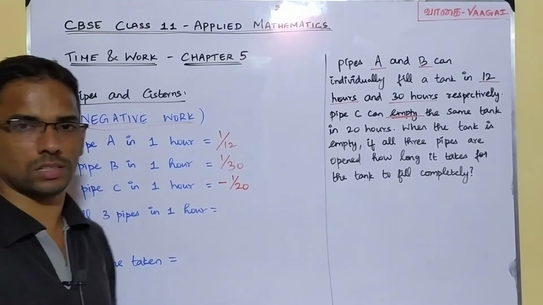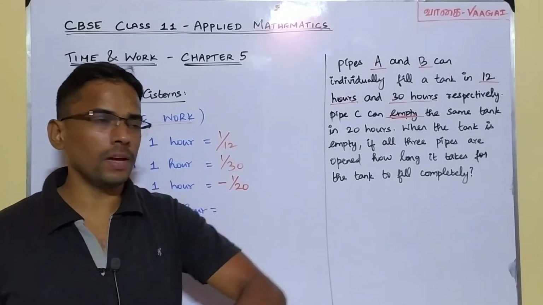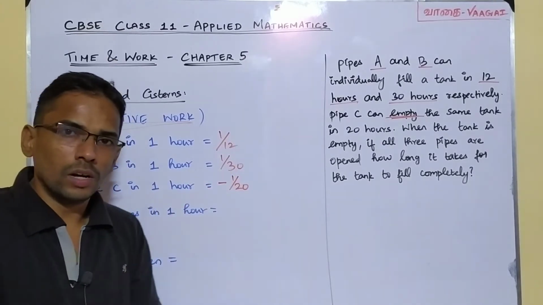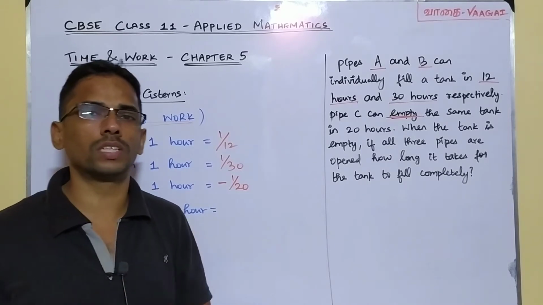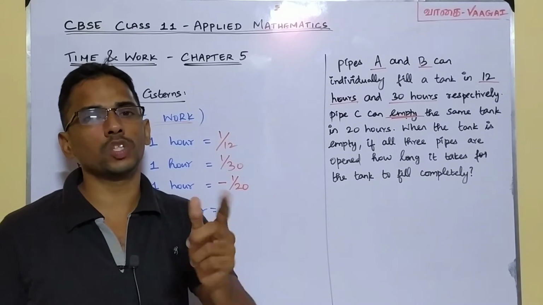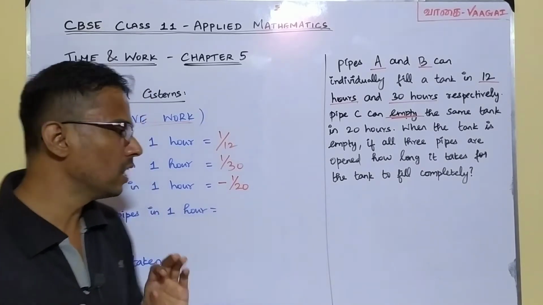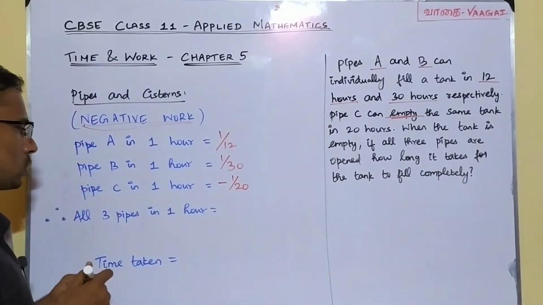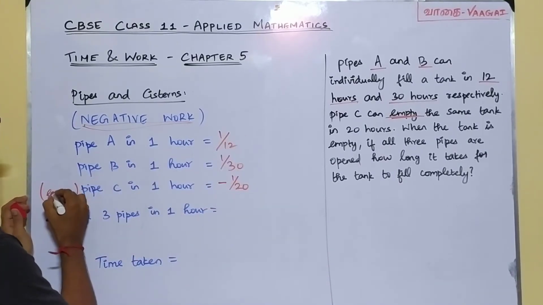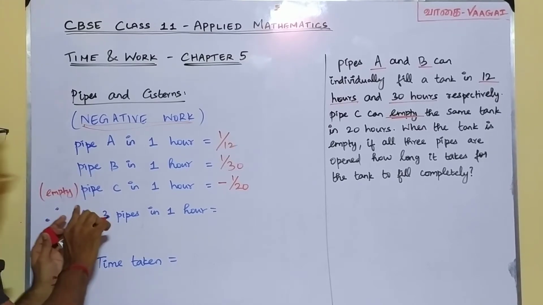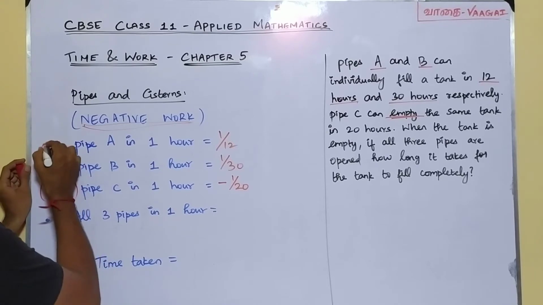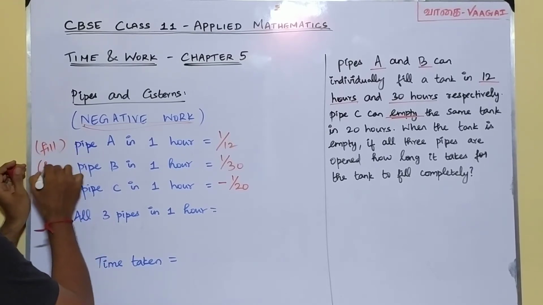I hope you are able to understand this. Since pipes A and B are filling pipes, I am putting positive. But pipe C is draining the water, throwing the water outside. So it is doing negative work, and that's the reason we are putting minus 1/20. Everything is clear to you, right? Here is where we have to be very careful, because pipe C is negative work and is an emptying pipe. So I will make a note of it so that it will be very easy for you to understand. Pipes A and B are going to be filling pipes.